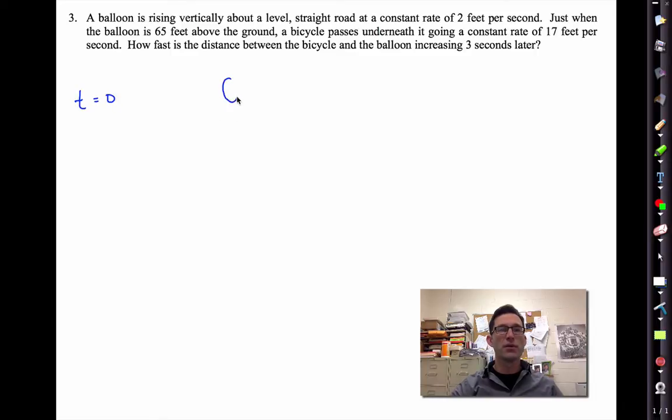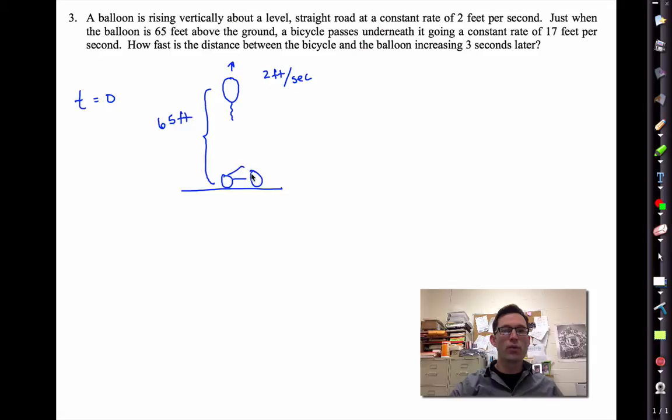All right, we've got some balloon. Maybe draw a string. Right? And what do we know? The balloon is rising at a rate of 2 feet per second, right? And it is 65 feet above the ground, just at a point where somebody riding on the worst looking bicycle ever, I don't know how to draw a bicycle, and much less a person riding on a bicycle, just as a bicycle is underneath it, moving at a rate of 17 feet per second, right?